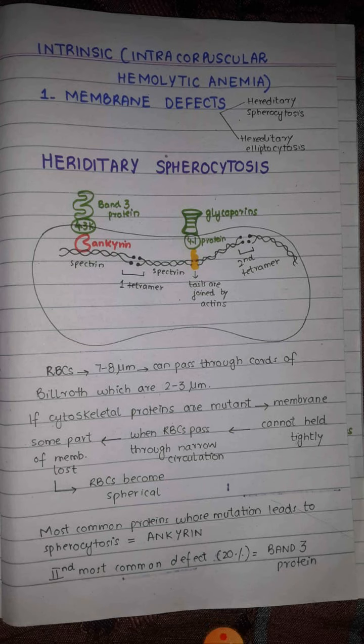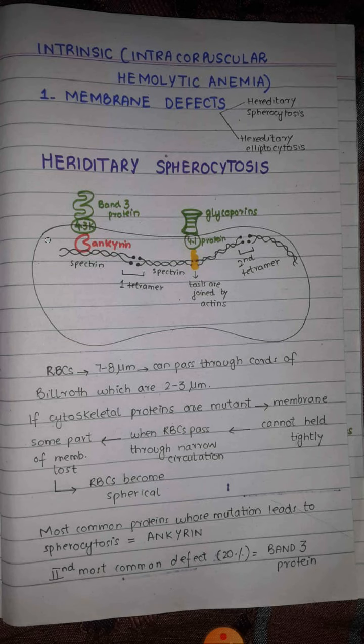In our previous video, we were discussing that hemolytic anemia is basically of two types: intrinsic hemolytic anemia and extrinsic hemolytic anemia. Then we discussed that intrinsic hemolytic anemia can be hereditary or acquired. Then we discussed what the hereditary causes of intrinsic hemolytic anemias are. There can be membrane defects, enzyme defects, or hemoglobin synthesis defects. Among membrane defects, we have discussed hereditary spherocytosis. So in this video, we will discuss hereditary spherocytosis in detail.